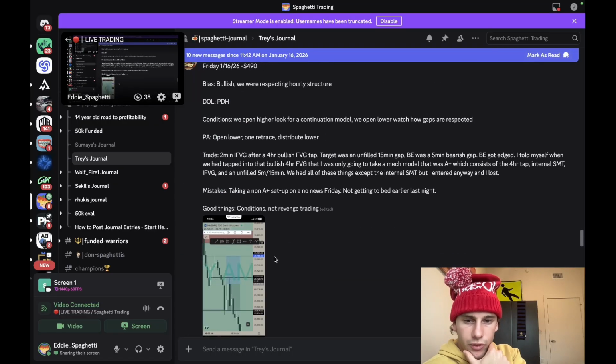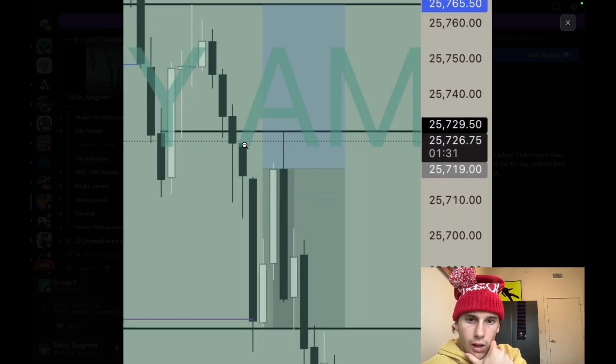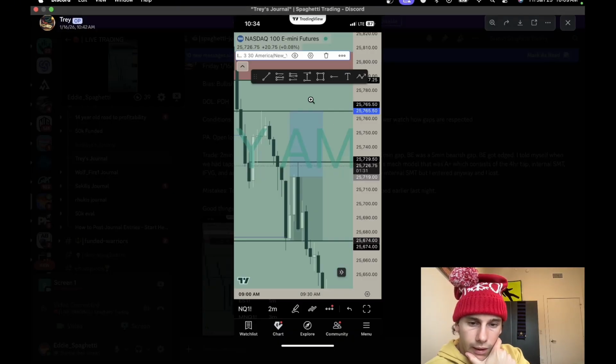Okay, so this is a beautiful setup, Trey. This Friday one, beautiful, beautiful setup. But you took this 1 minute inverse when there are multiple inverses in the leg, right? So when you're gonna take a mech model, you have to take the highest time frame inverse, okay? Or you make sure that all of them get in.